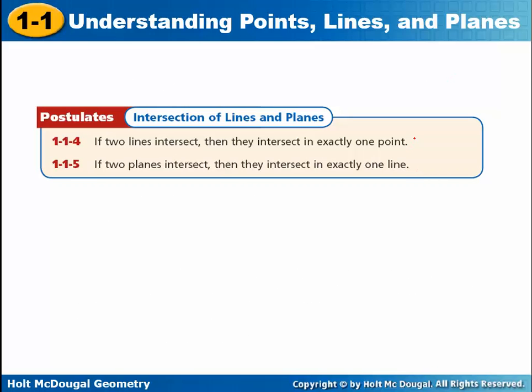So here's postulate 11 and 12. If 2 lines intersect, they intersect in exactly 1 point. Makes sense? They intersect at exactly 1 point. If 2 planes intersect, then they intersect in exactly 1 line. If you think about a piece of paper going through your desk, it would intersect at a straight line.